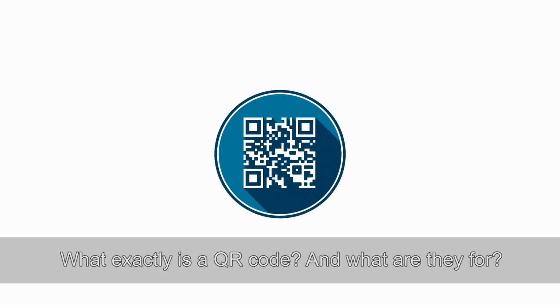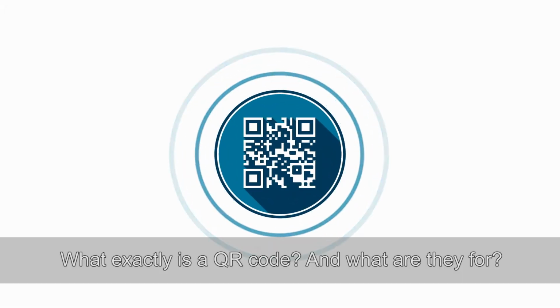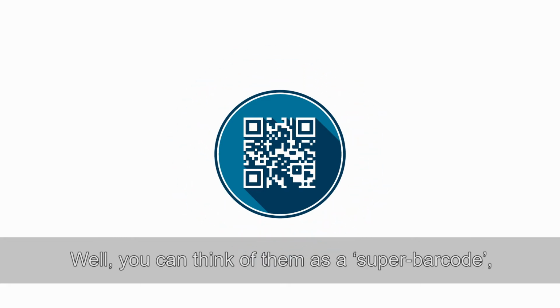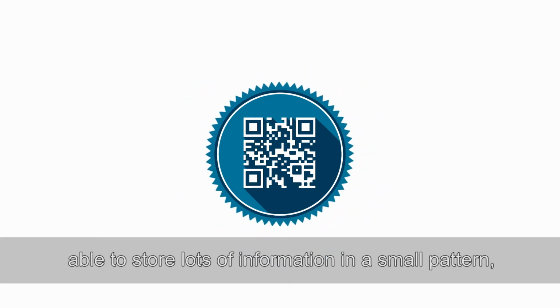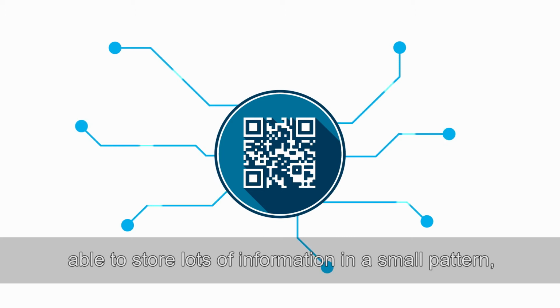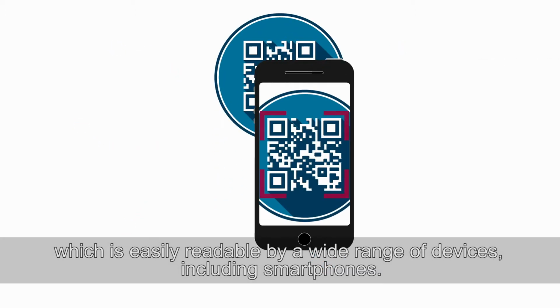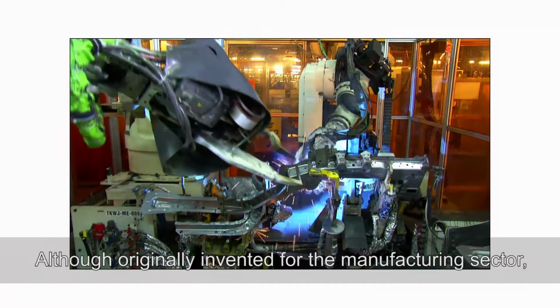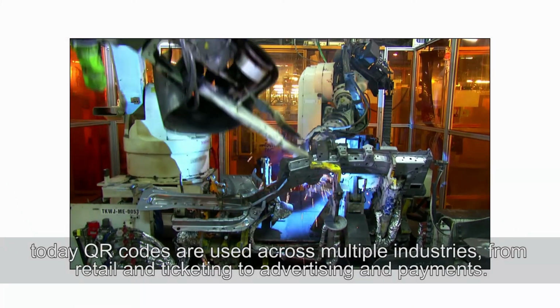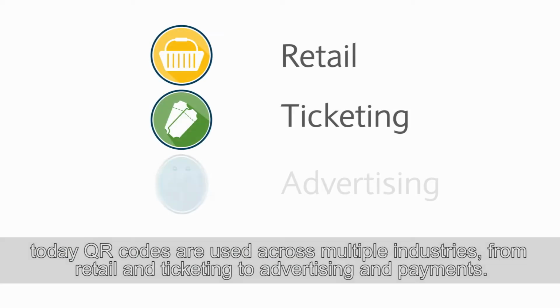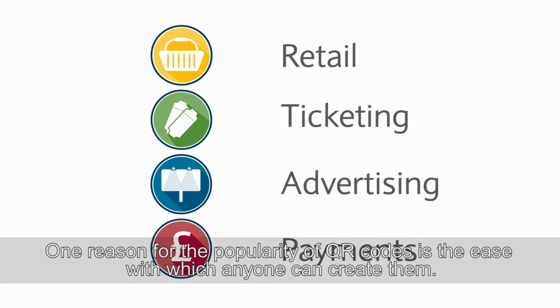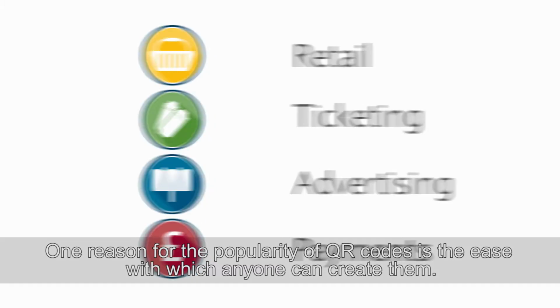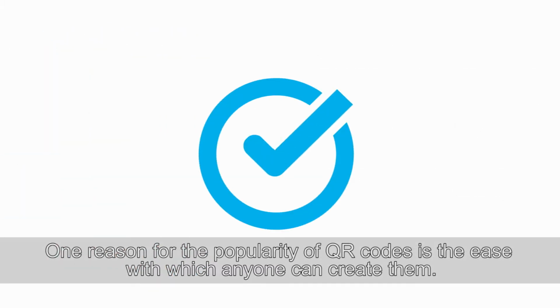What exactly is a QR code, and what are they for? Well, you can think of them as a super barcode, able to store lots of information in a small pattern, which is easily readable by a wide range of devices, including smartphones. Although originally invented for the manufacturing sector, today QR codes are used across multiple industries, from retail and ticketing to advertising and payments. One reason for the popularity of QR codes is the ease with which anyone can create them.